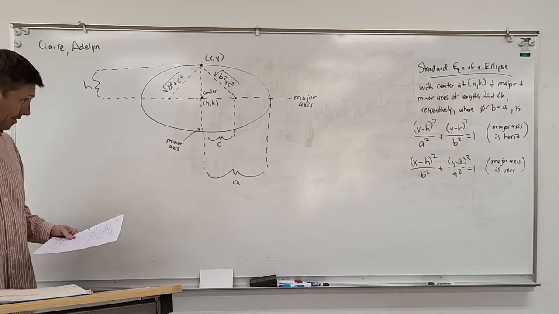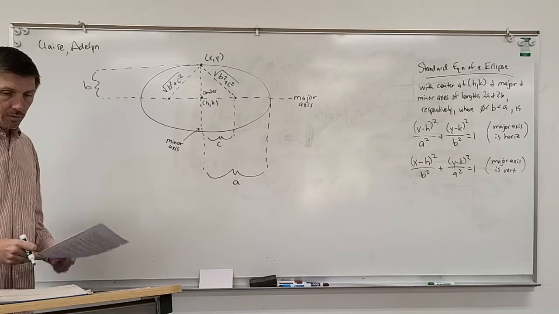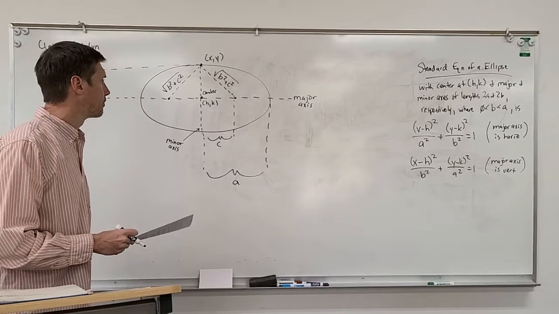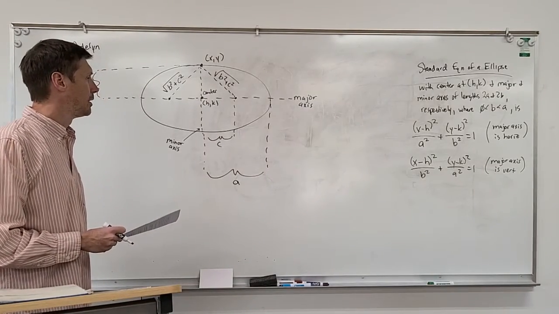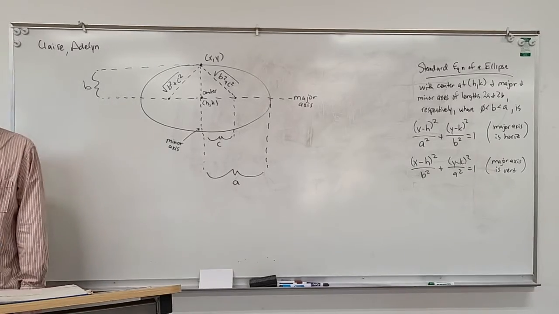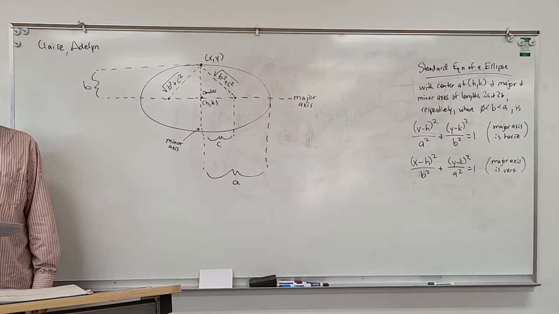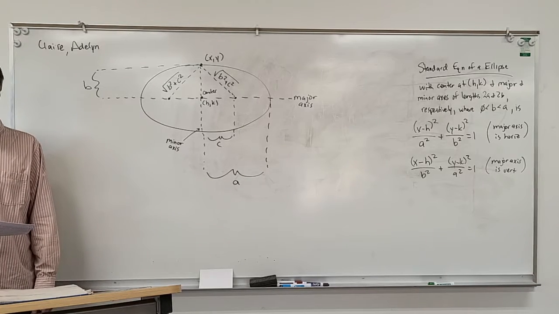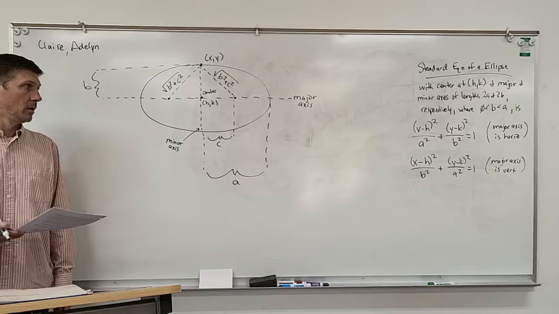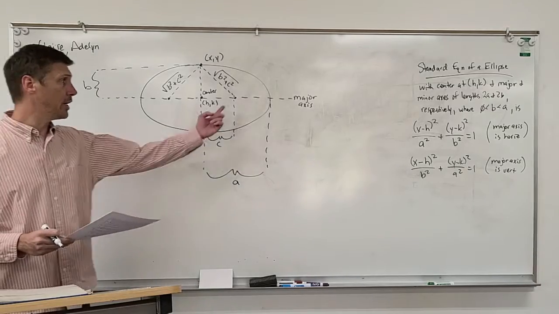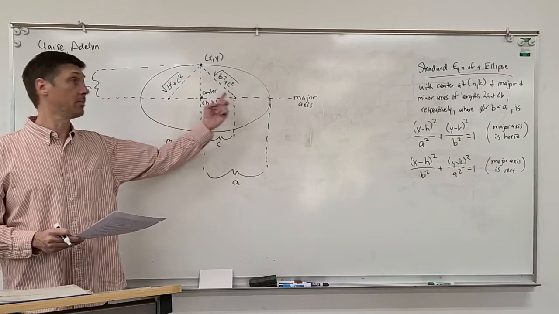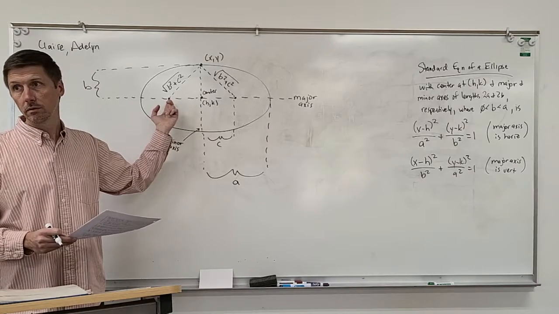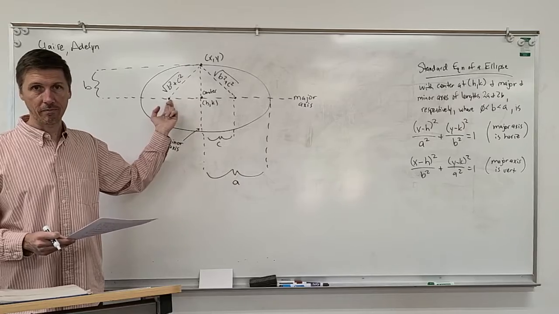Now, we have, similar to what we had with a parabola. We had this focus, which was a point inside the parabola that was p units from the vertex. We have a focus here inside our ellipse, and we have a focus here. The plural of focus is foci, at least in math, all right?